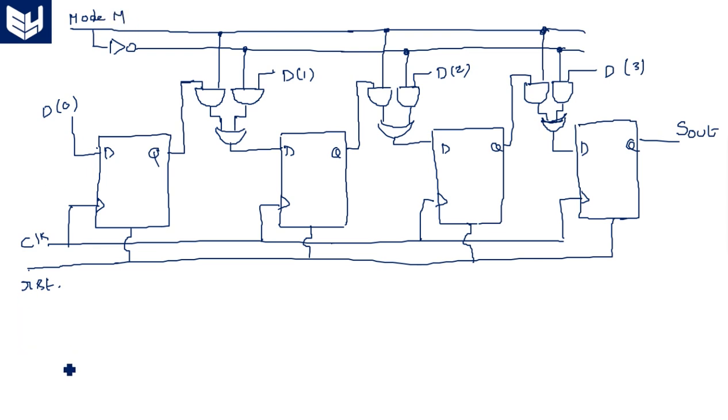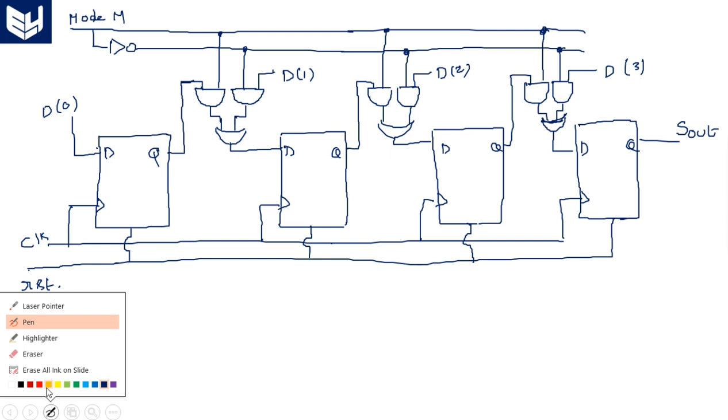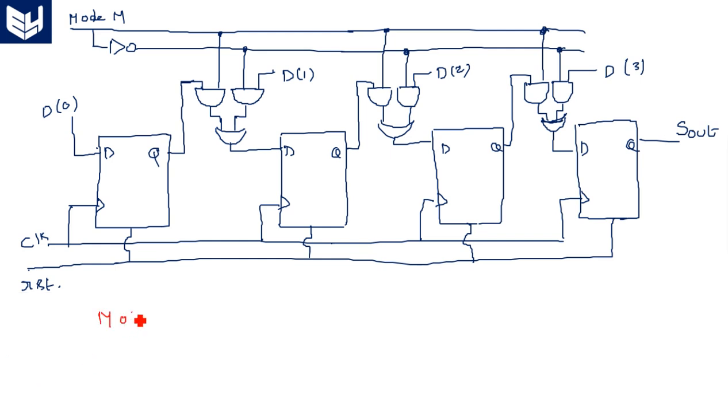This is the mode M. Now tell me what happens when mode M is equal to 0. Which operation is going to be performed? Mode M equal to 0 means here it is 0, here it is 0, here it is 0. Now this 0 is connected here, this 0 is connected here, and this 0 is connected here. What about the second line? The second line is connected as 1 because M is equal to 0, which will be inverted to 1, and now here it is 1, here it is 1, and here it is 1.